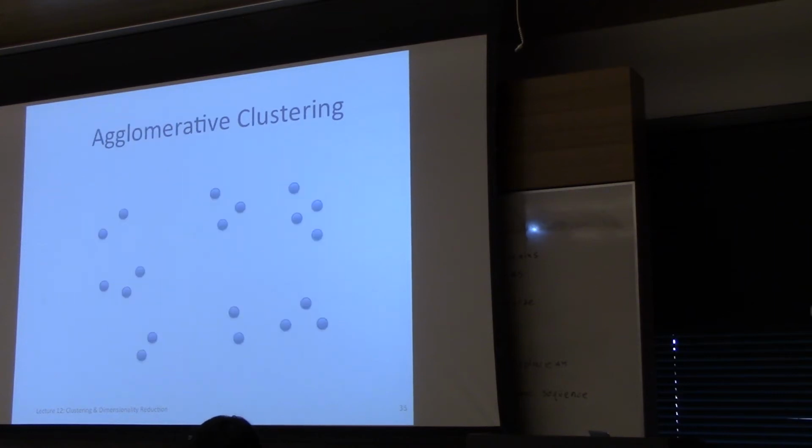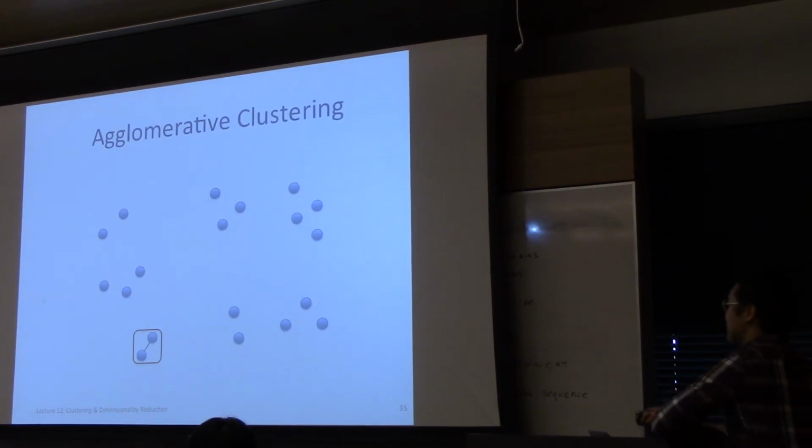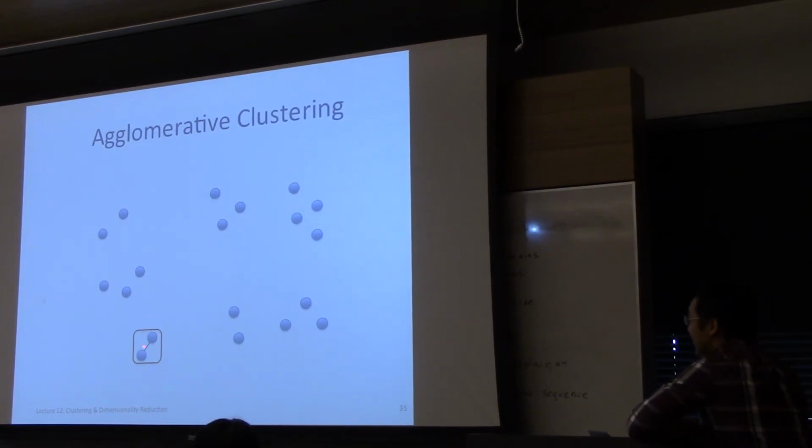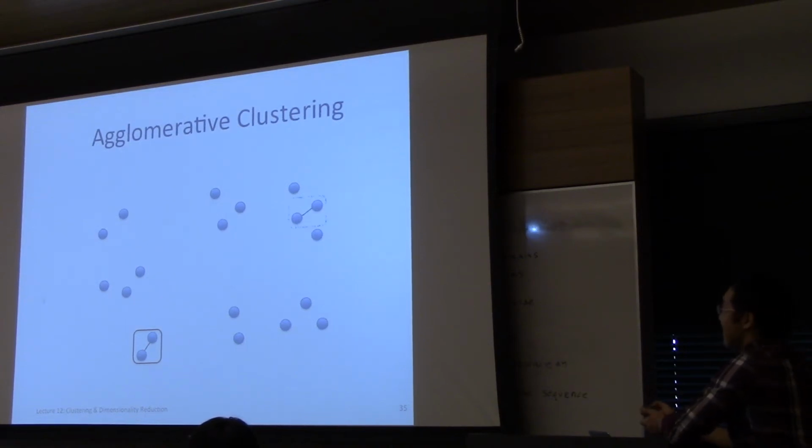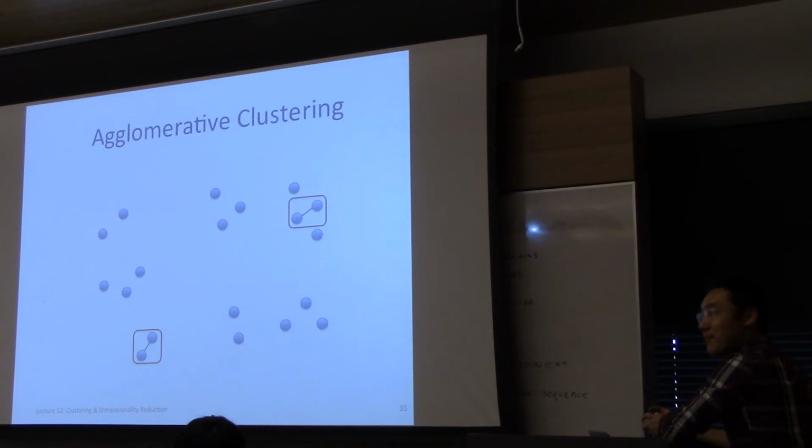Here's how it works. In agglomerative clustering, you look at all pairs of data points. This is the naive version. You could do something much more efficient, of course. But the naive version is you look at all pairs of data points, and you find the pair that's closest, and I link them together. Now I treat them as a supernode, one data point, right? And then I find the next closest pair that's unlinked, and I link them together. And this process continues.